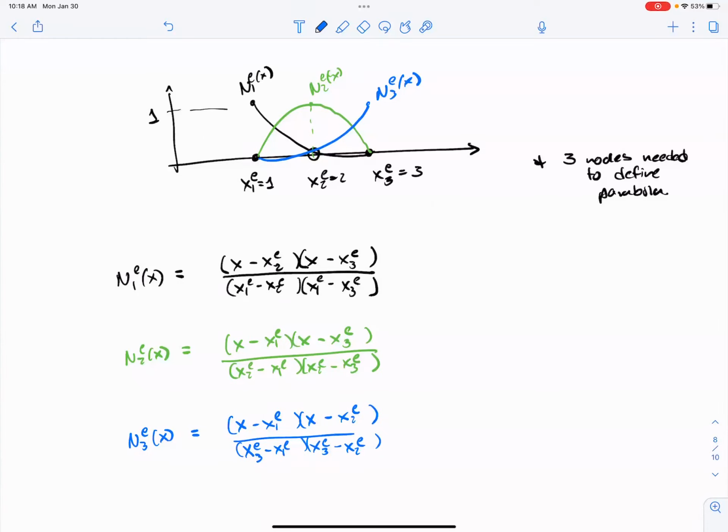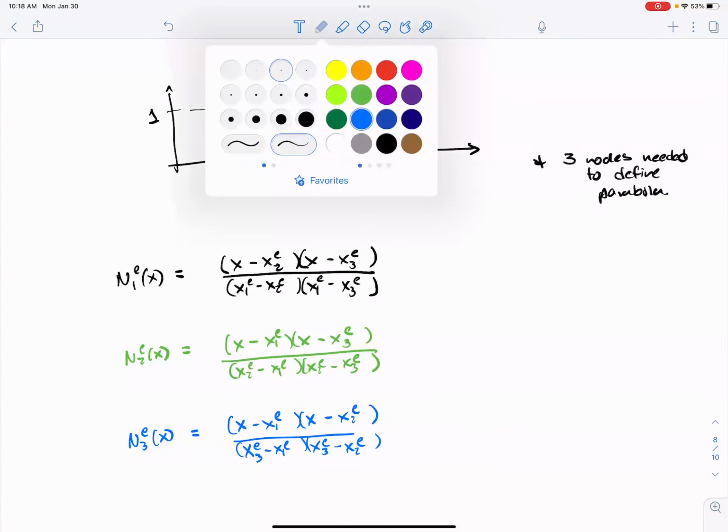And this works if you want cubic. Now, if you want cubic, you need 3 terms at the top and just 3 normalizing factors. And they are constructed in the same way. Again, this is called Lagrange polynomials.